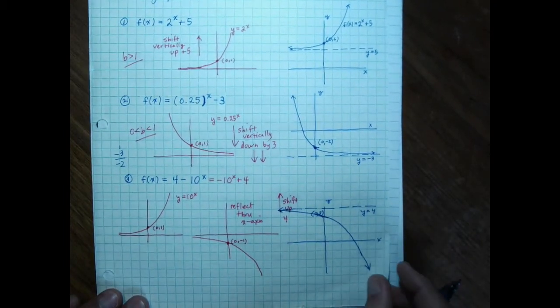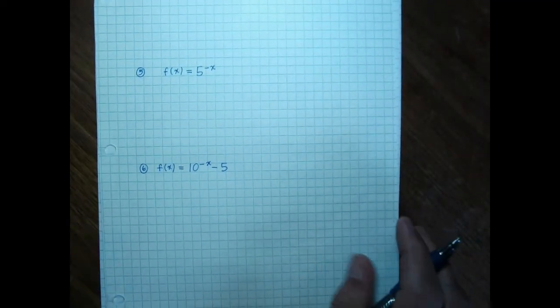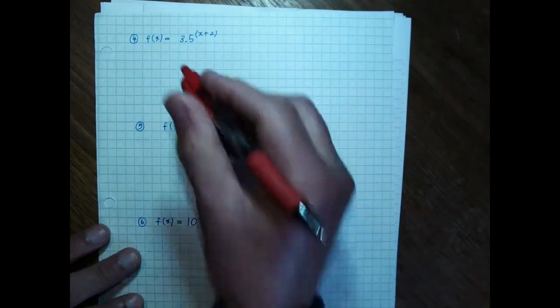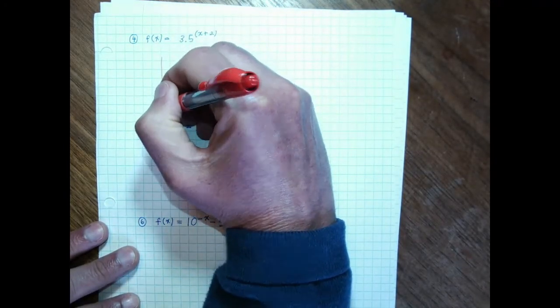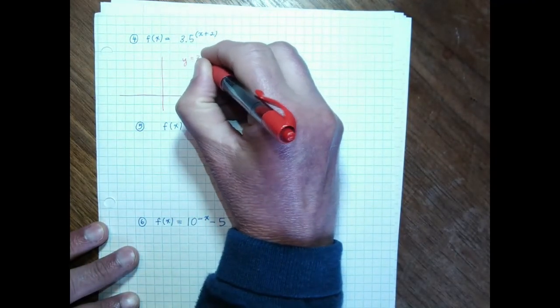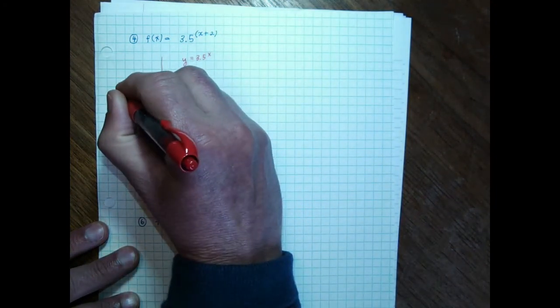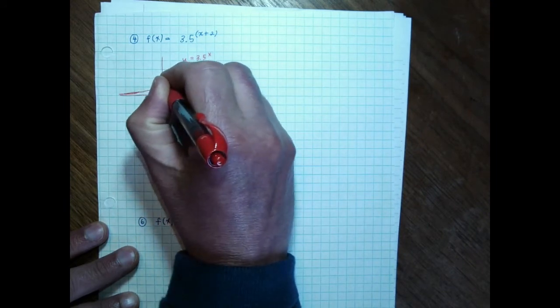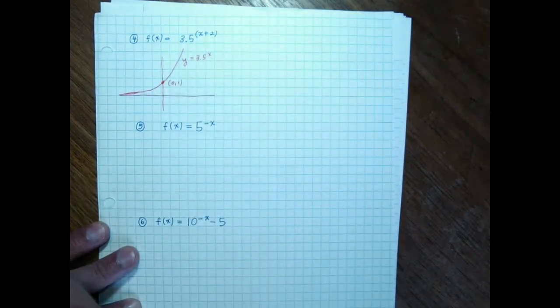Now we got a few more we're going to do. I guess I have another page here. Number 4, 3.5 to the x plus 2. I'm going to start out thinking about just y equals 3.5 to the x. Base is greater than 1. So I'm starting with a shape like so. That passes through 0, 1.